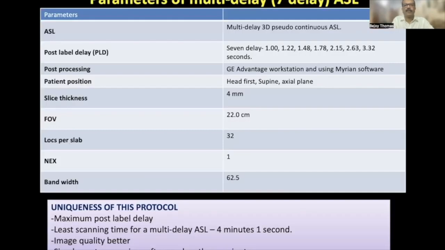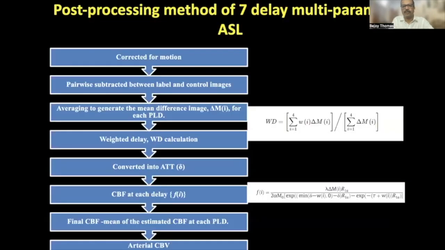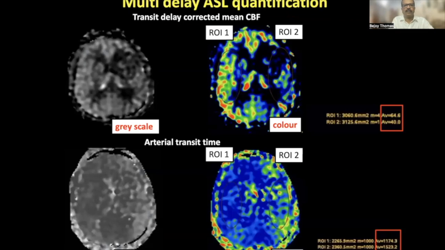So these are the parameters when we are using a 7-delay ASL, and this is an experimental process. Now I think it is available for clinical use as well. But again, it can throw more artifacts unless you optimize it. So this is the multi-delay ASL sequence. You can see the grayscale image as well as the CBF map.